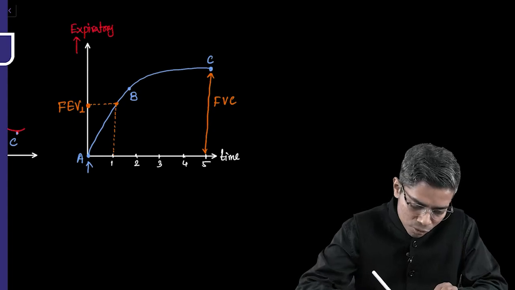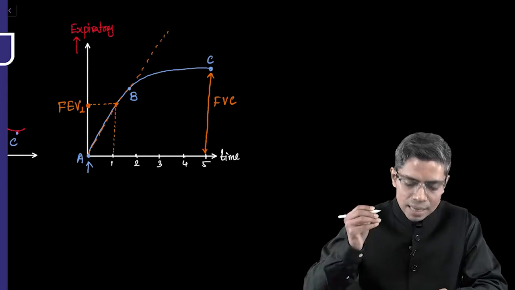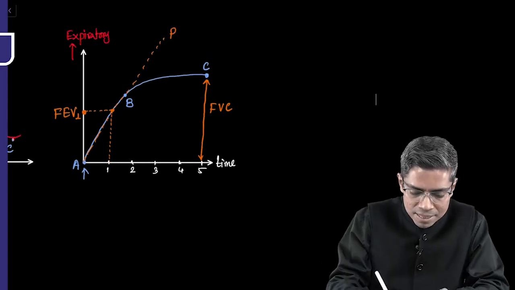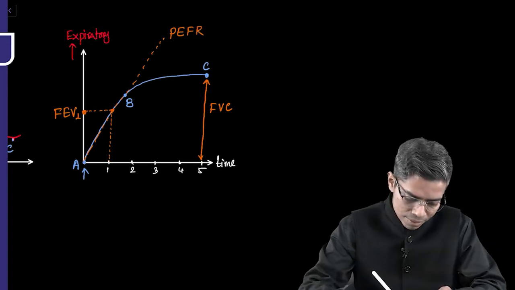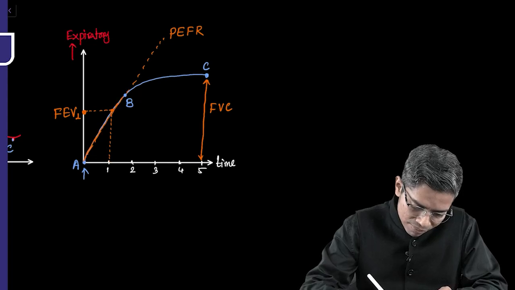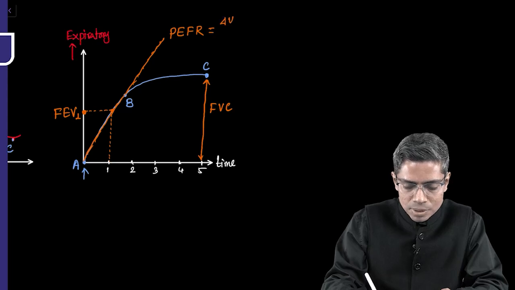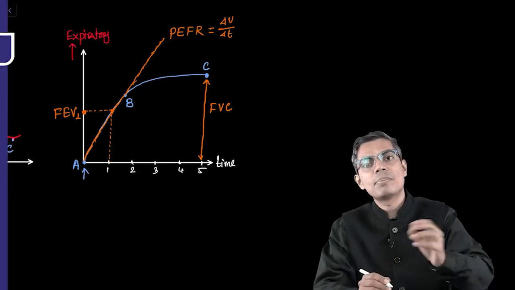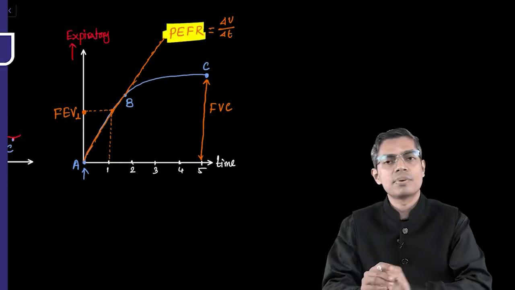If you record the slope of this curve, this slope is known as PEF, peak expiratory flow rate. So this slope is measuring the flow rate. Why? Because we all know that slope gives you the idea of volume change with respect to time change. Volume upon time, that is flow, and this is nothing but peak expiratory flow rate.